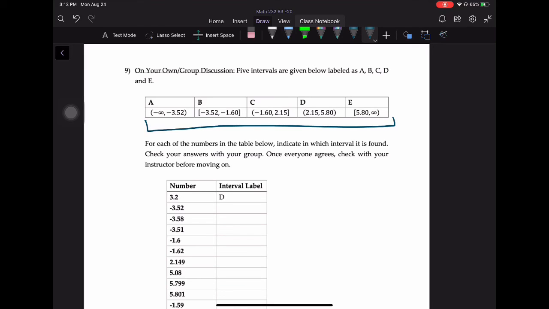3.2 is in D because it's positive and it falls between 2 and 5. Negative 3.52, if you notice, there's negative 3.52 here and here, but one includes it and one doesn't. Remember that the parenthesis never includes, but the bracket does. Okay, let's go to 1.6 here. Negative 1.6 is here and here. Which one includes it? Parentheses doesn't, bracket does.